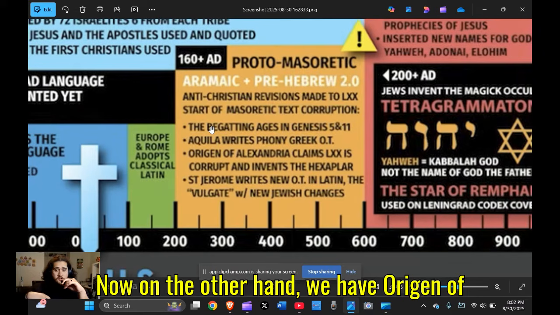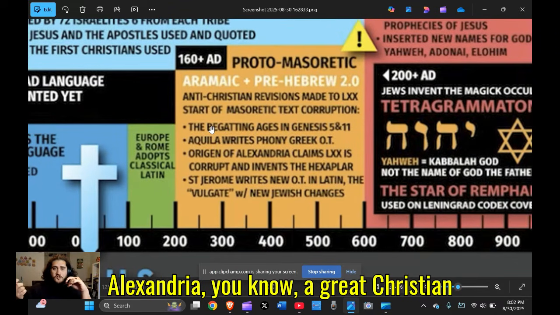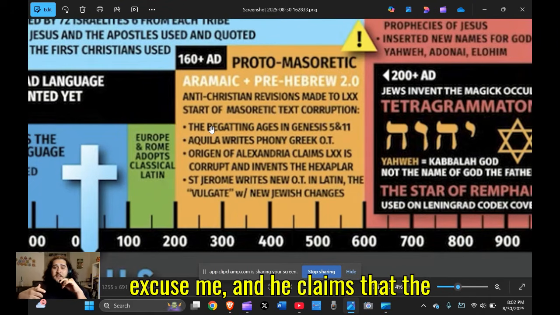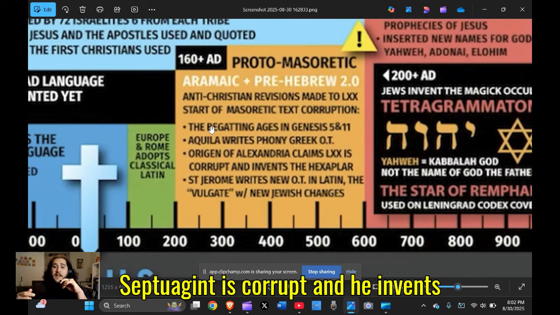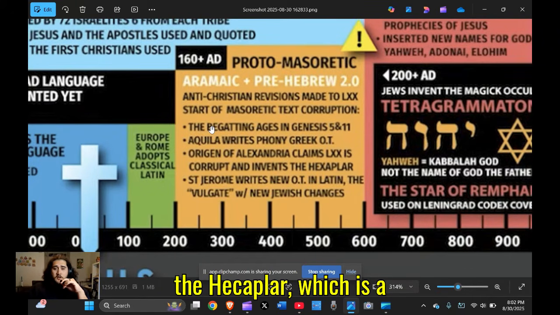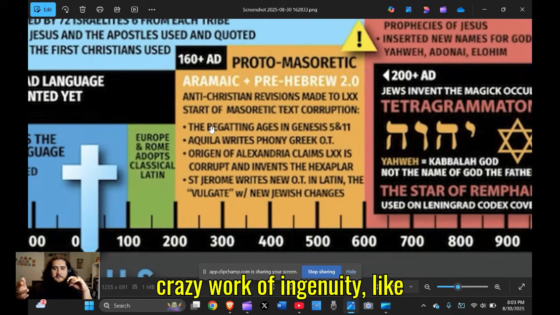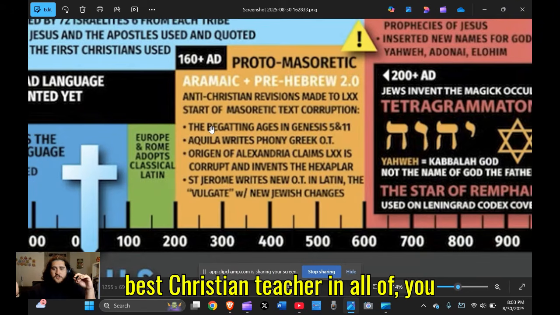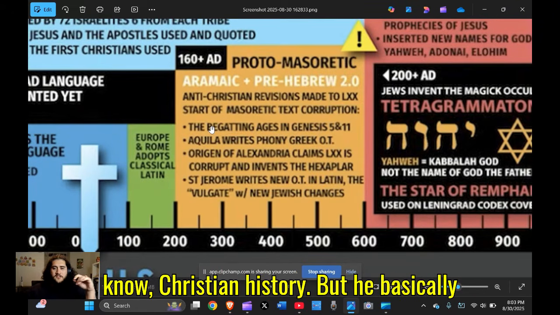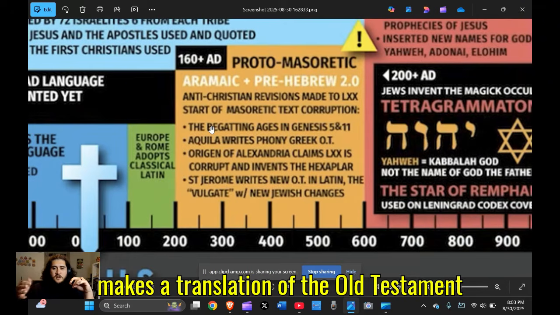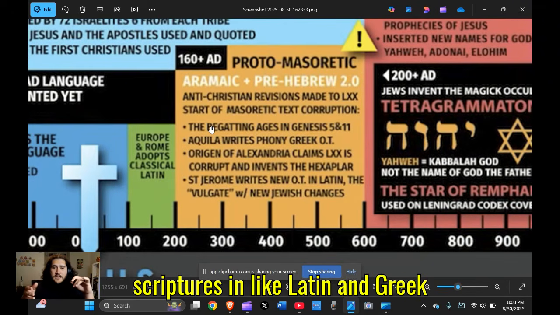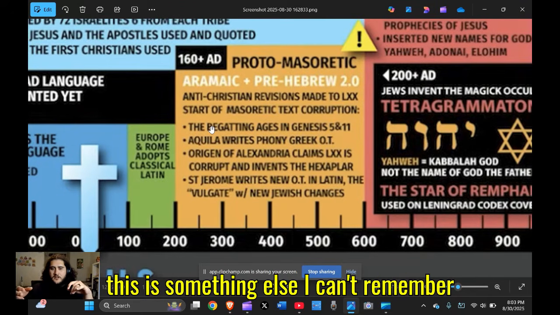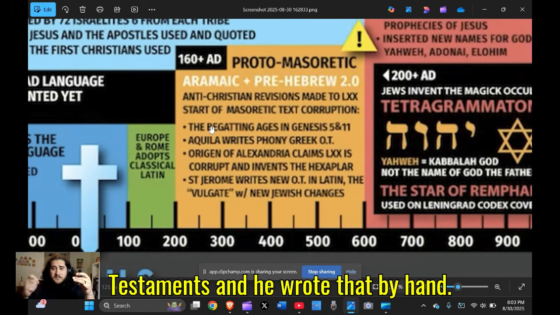Now, on the other hand, we have Origen of Alexandria, a great Christian writer, and he claims that the Septuagint is corrupt, and he invents the Hexapla, which is a crazy work of ingenuity. This is why Origen is, I think, the best Christian teacher in all of Christian history. He basically makes a translation of the Old Testament scriptures in Latin and Greek, in the Hebrew of the time, and then something else, I can't remember right now, but that's four different Old Testaments, and he wrote that by hand.